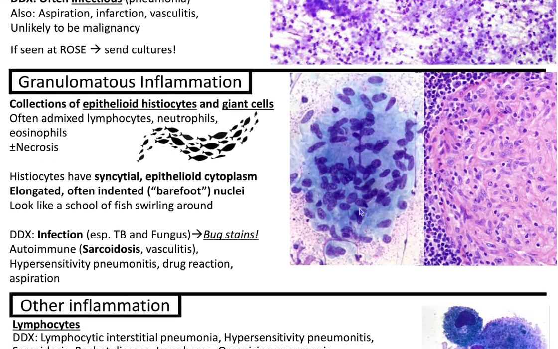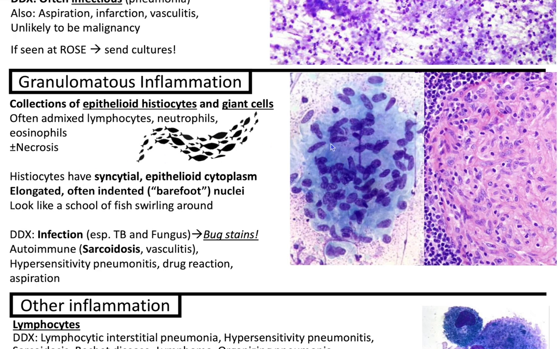Granulomatous inflammation, these are collections of epithelioid histiocytes and giant cells, and often mixed with lymphocytes, neutrophils, eosinophils, and you may or may not have necrosis, which will affect your differentials. For example, your necrotizing granulomatous inflammation, you want to think about tuberculosis mycobacterium.